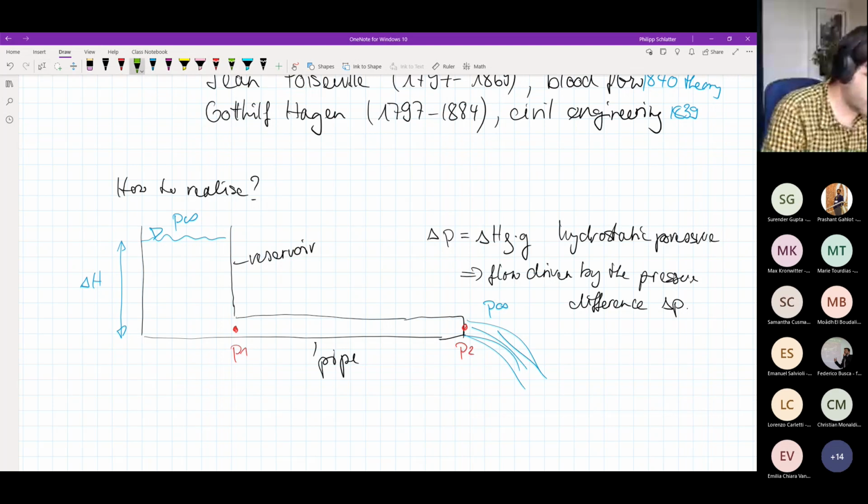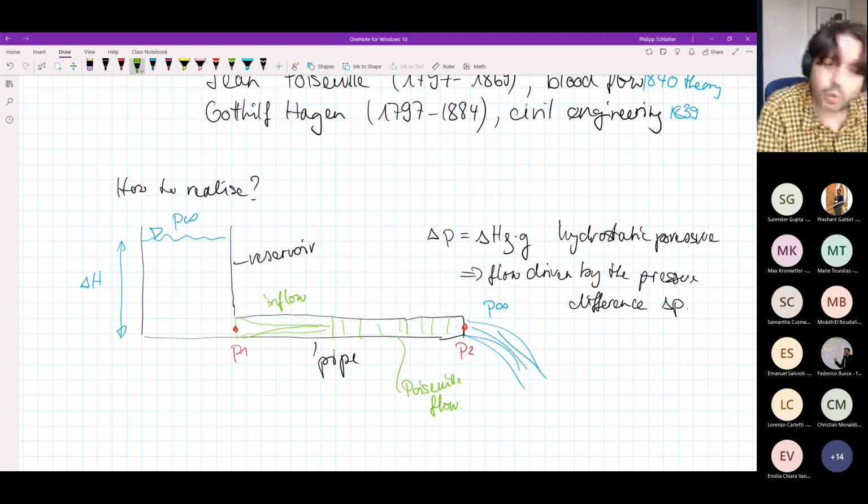Now, of course, if we look in a little bit more detail at these velocity profiles that we would expect here, we probably start with a development length. You have some boundary layers growing from both sides, and then you would have a region which is fully developed Poiseuille flow. So this would be the inflow length, and then here we have Poiseuille flow.